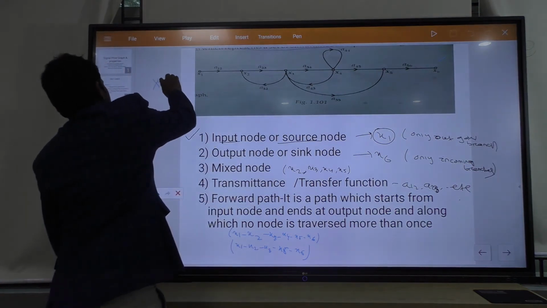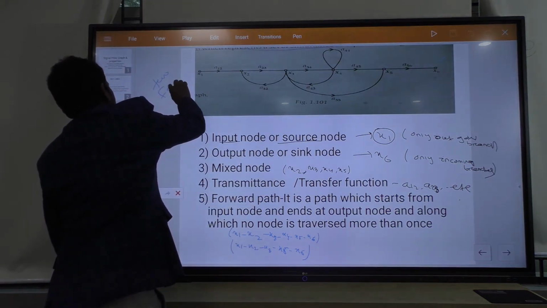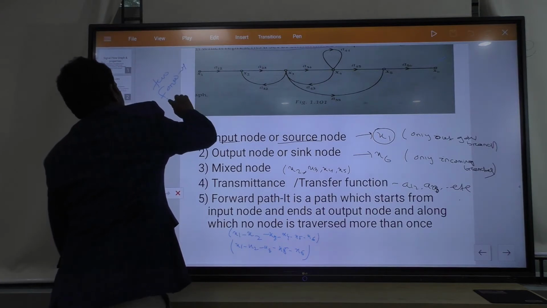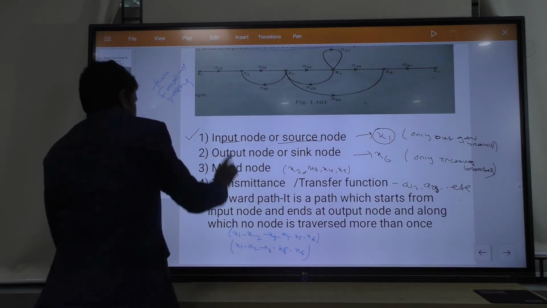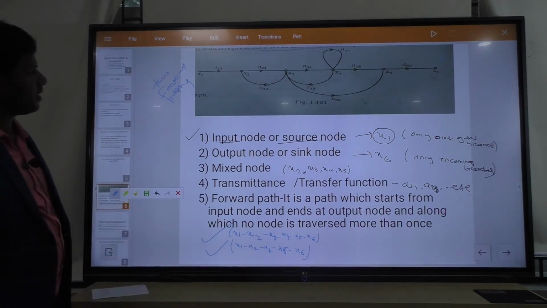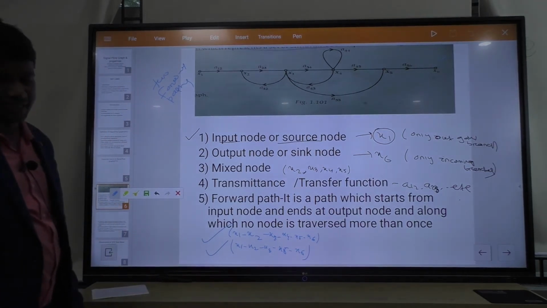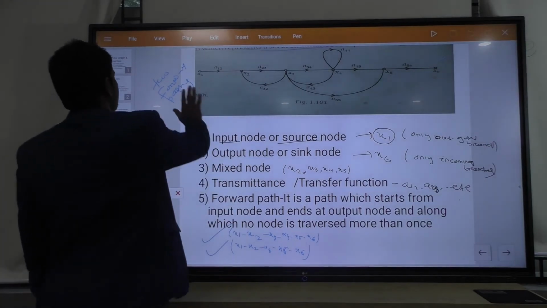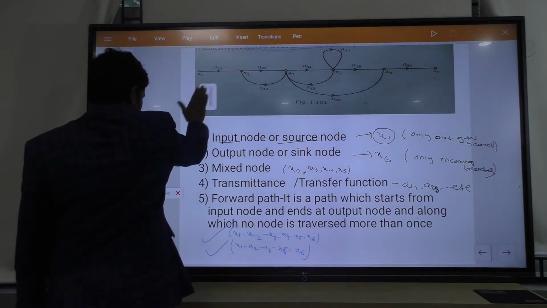Okay, so here the number of forward paths is two. Two forward paths in this picture, in this signal flow graph. These are the terms. We discussed the forward path.